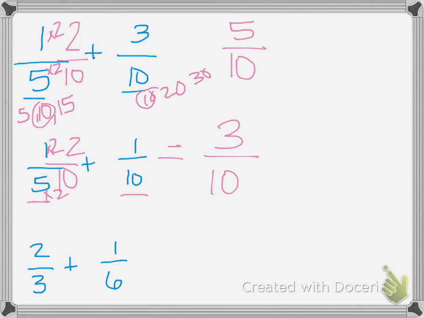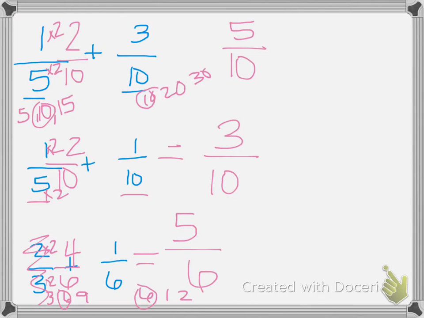The last one is 2/3 plus 1/6. So our multiples of 3 are 3, 6, 9. Our multiples of 6 are 6, 12. So we see we already have 6. So we have to change our thirds into 6. To get from 3 to 6, we multiply by 2. So we have to do the same to our numerator. 2 times 2 is 4. So now instead of 2/3, we have 4/6 plus 1/6. So our denominator stays 6. 4 plus 1 is 5. So our answer is 5/6.